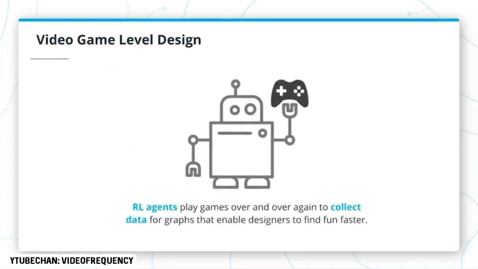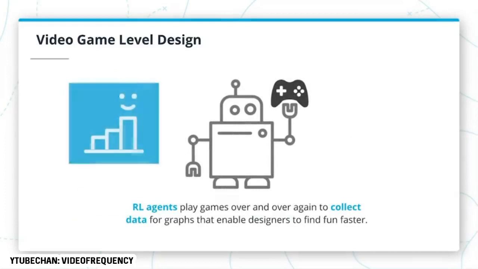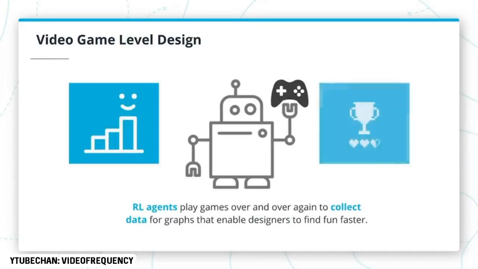That's where reinforcement learning comes in. The agent plays the game over and over again to collect data which can be visualized on graphs. This visual data gives designers a quick way to assess how easy or difficult it is for a player to make progress, which enables them to find that just right balance between boredom and frustration faster.